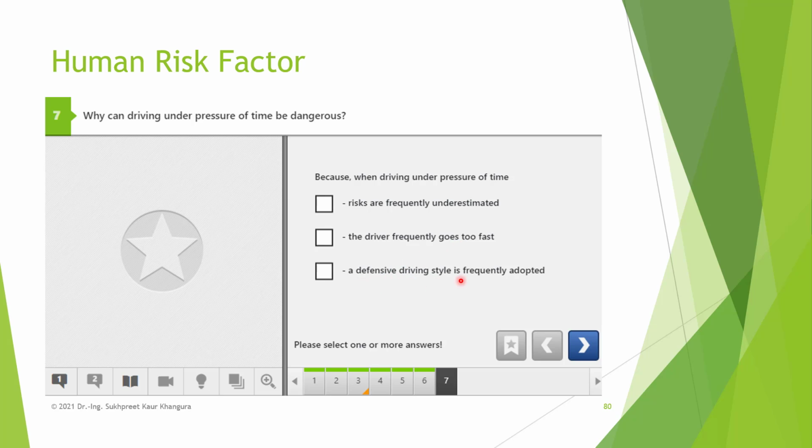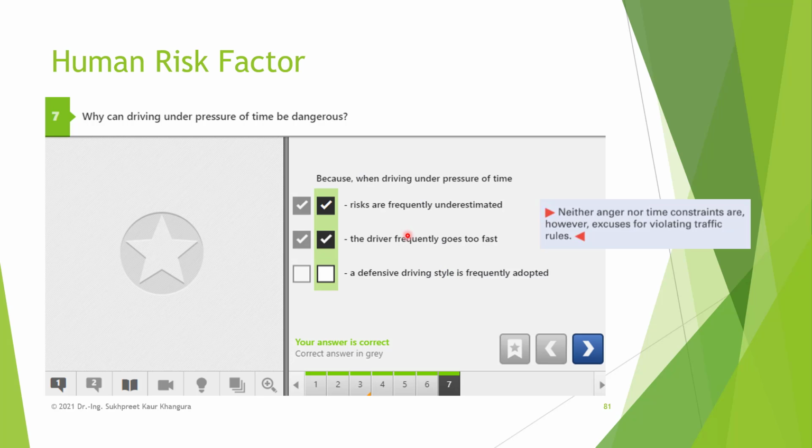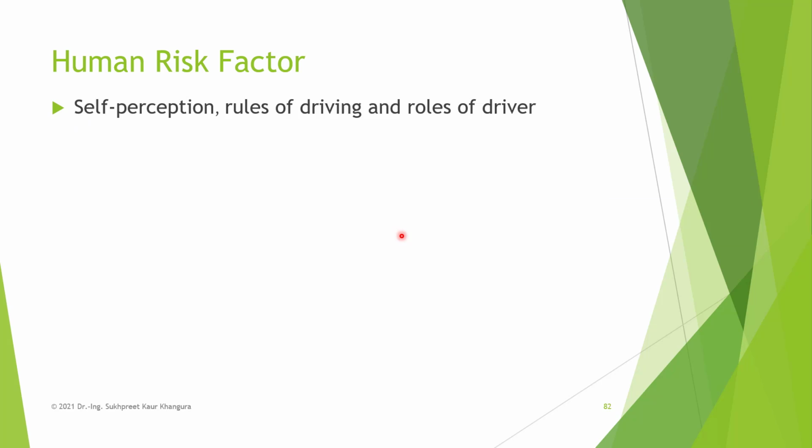A defensive driving style is frequently adopted? No, you're not going to be defensive. You just want to reach your destination very fast as you're under time pressure. So a defensive driving style is not going to be adopted. This is wrong. The first two options are the correct ones. So now coming to the last topic of this self-perception, which falls under the human risk factor.